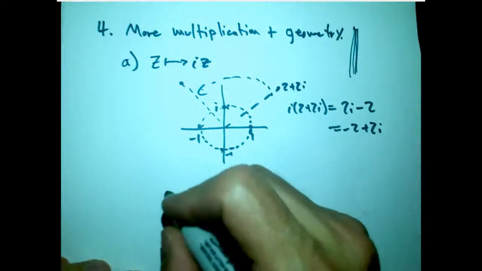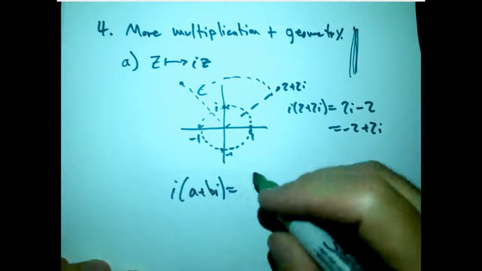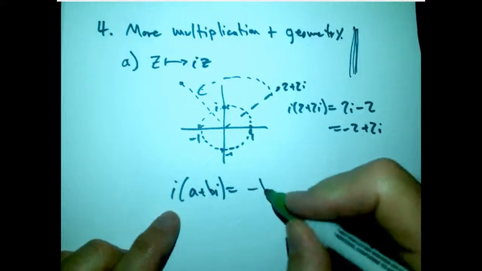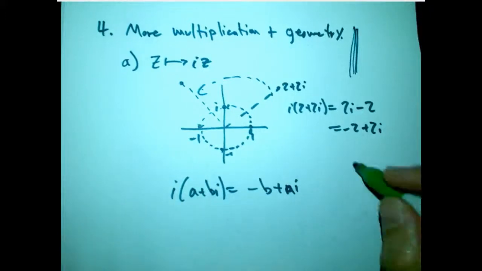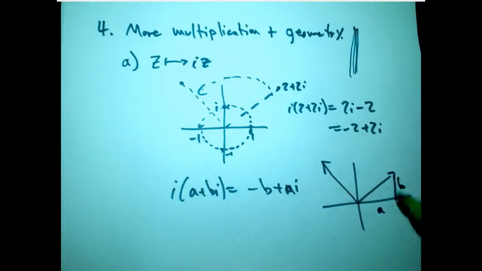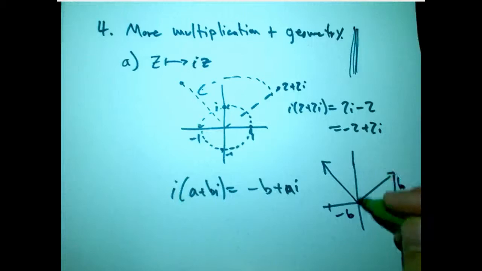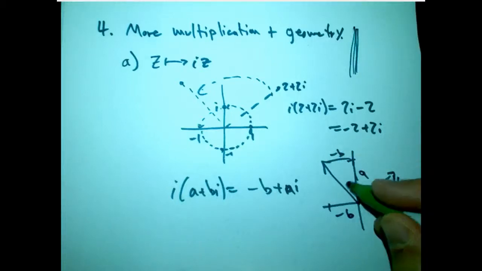counterclockwise by 90 degrees. And in general, i times a plus bi is going to be, the i squared is going to give you minus b plus ai. Okay, and what's that going to do? It's going to take something that if you have a triangle with this being a and this being b, and produce another triangle with this vertical being the new horizontal but negative, and this horizontal switching to vertical. And so there's minus b and a, and that's going to be a 90-degree rotation.